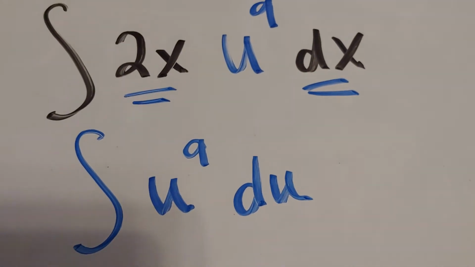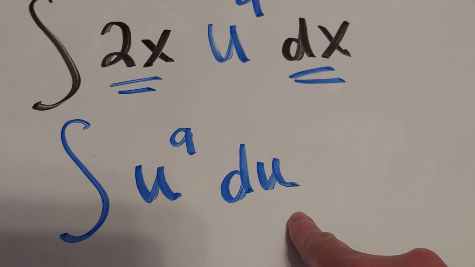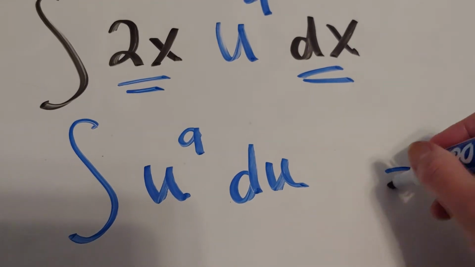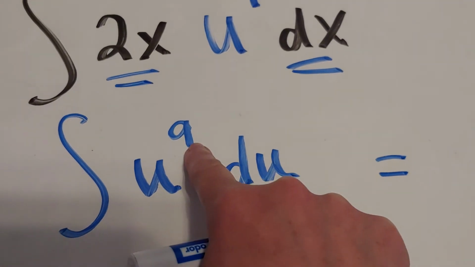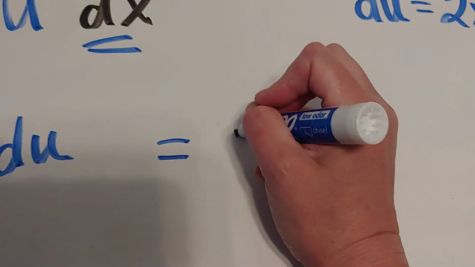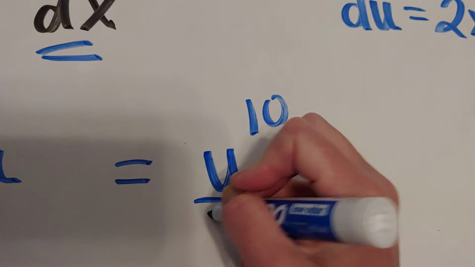Now what we should be left with should be easy to integrate in u. Let's see if that's true. Can I do the power rule on this? Sure, add a 1 and then divide. So this would be u to the 10th over 10.